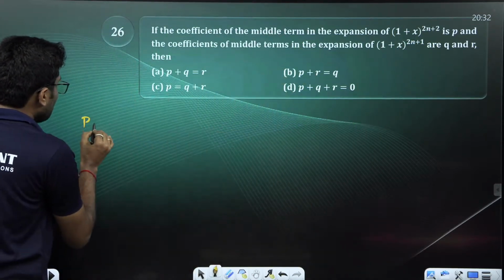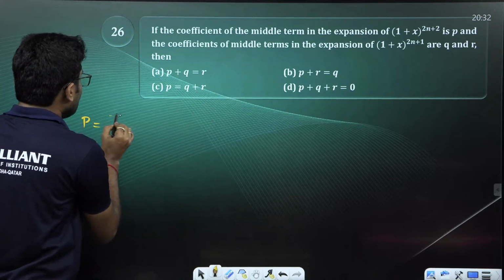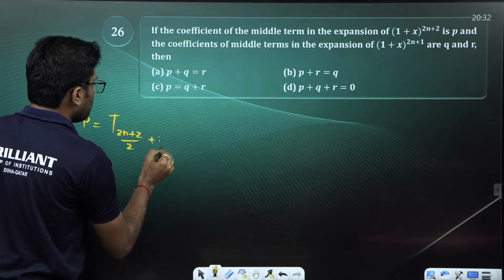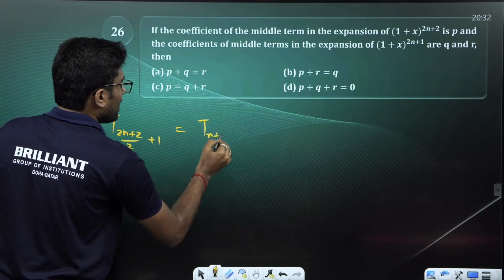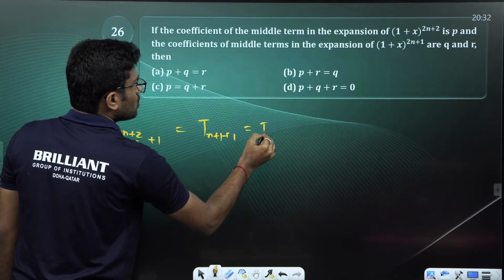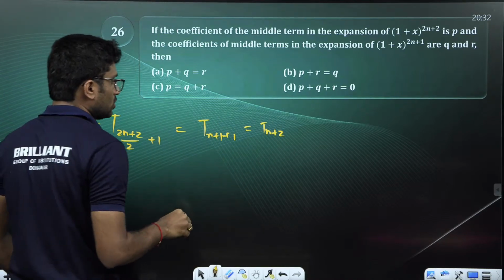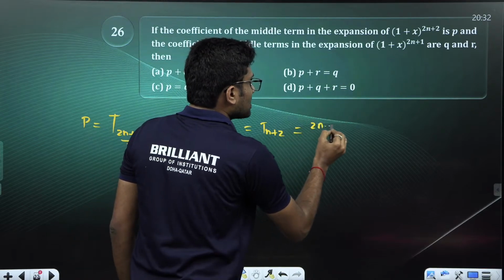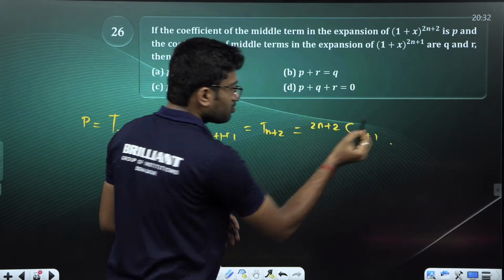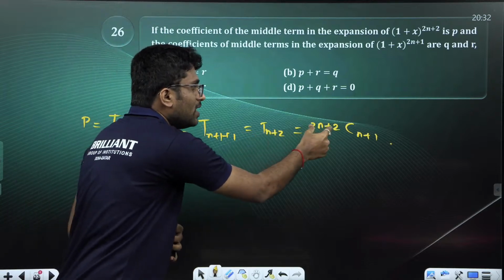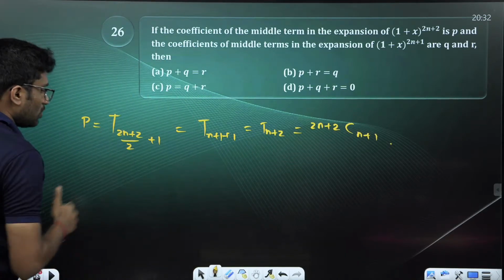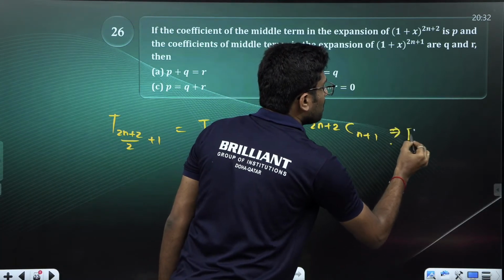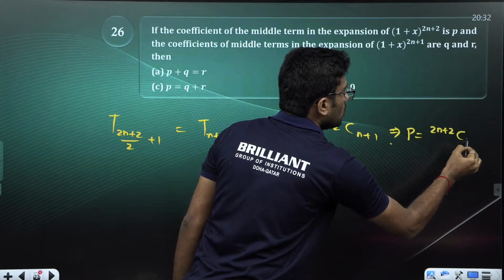Now what is this? p is equal to, which term is it? T of n by 2 plus 1th term, with 2n plus 2 whole divided by 2 plus 1. That becomes T of n plus 1 plus 1, which is equal to the T n plus 2th term. What is T n plus 2 in this particular expansion? 2n plus 2 C n plus 1. The coefficient of T n plus 2 will be 2n plus 2 C n plus 1, and this is my p. So from here I can say clearly p is equal to 2n plus 2 C n plus 1.